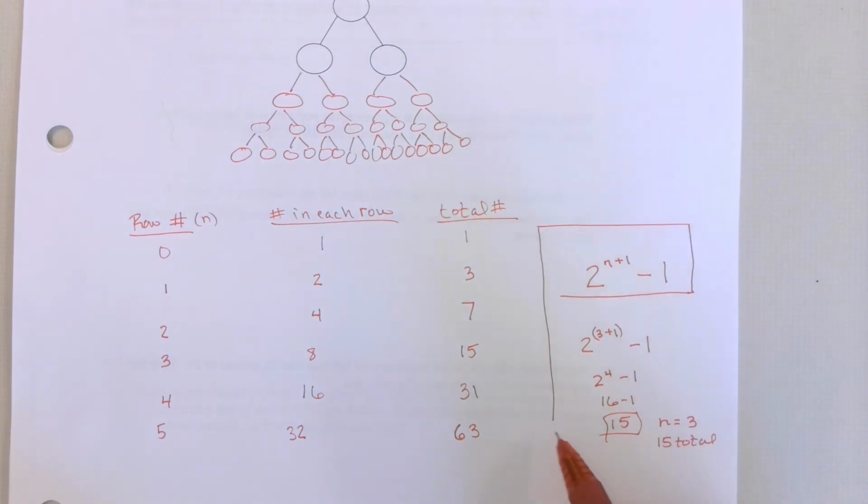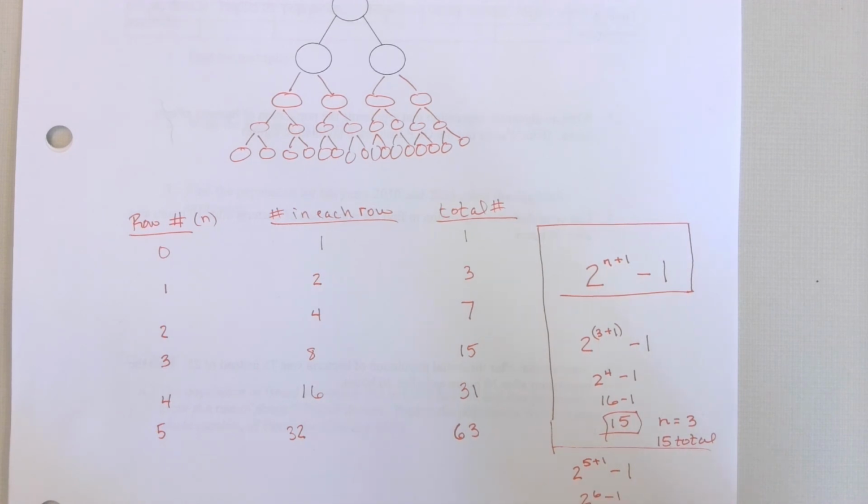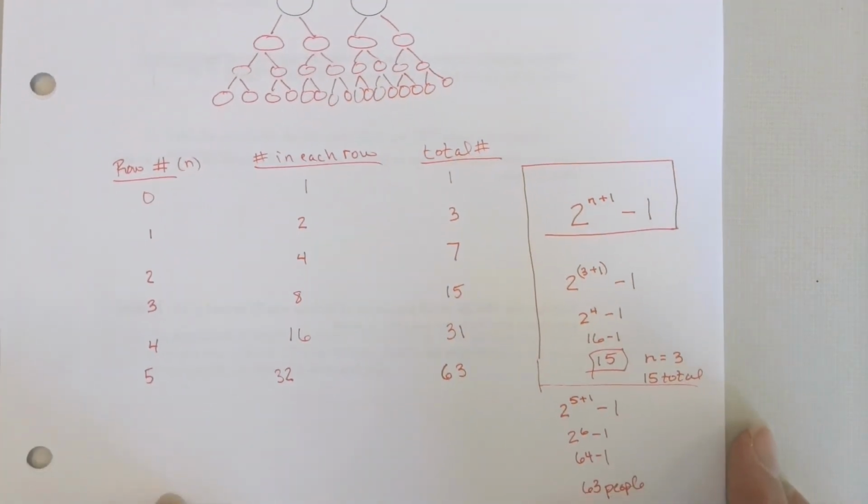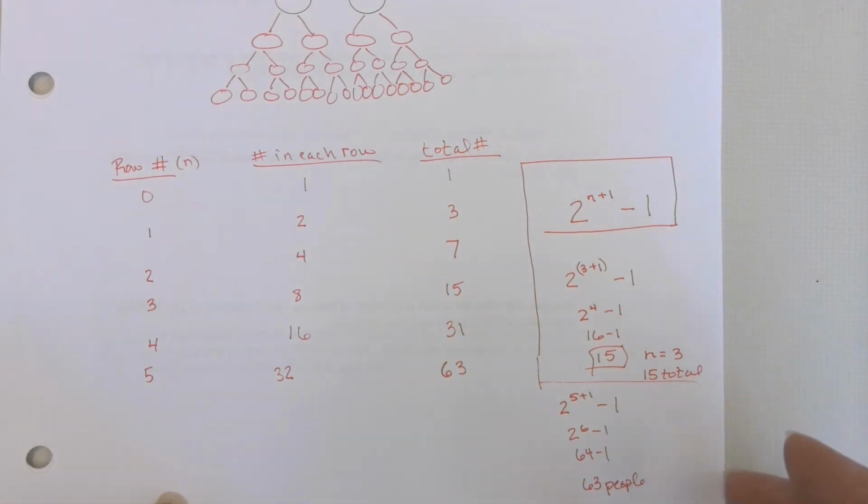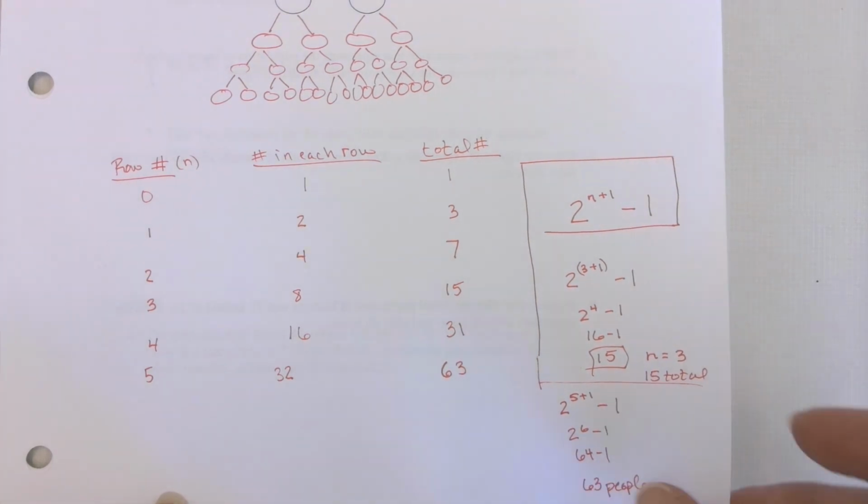So if we want to test our function, we would take 2 to the 5 plus 1 minus 1. Well, that's 2 to the 6 minus 1, and I get 64 minus 1, so I get a total of 63 people that know it after 5 groups have been told. Okay? So let's go ahead and move on to another idea.